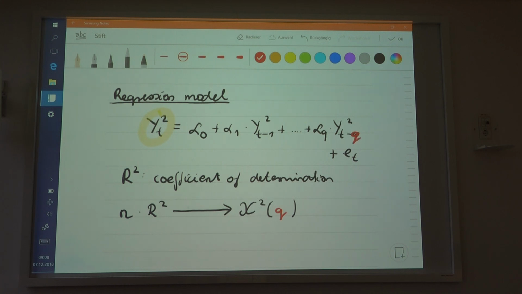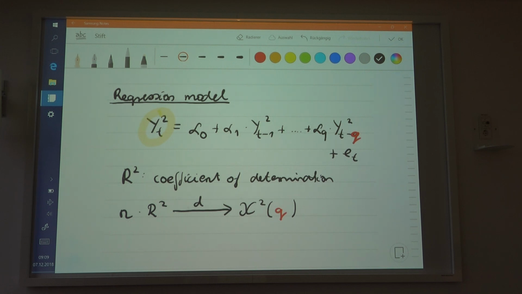So n times r squared converges in distribution towards the chi-square distribution with q degrees of freedom. And n is the number of observation pairs, so all observation tuples that you would get from the process. So n is not equal to capital T, of course.